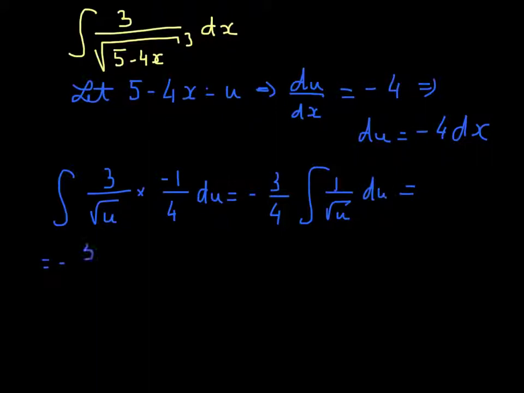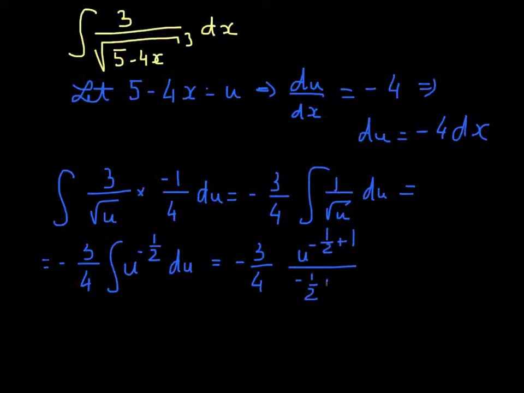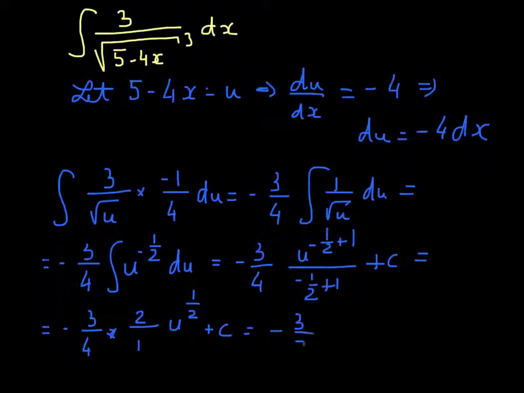So it's minus 3 over 4 integral u to the power of minus 1 over 2 du, which is minus 3 over 4 u to the power of (negative 1 over 2 plus 1) over (negative 1 over 2 plus 1) plus c. So it's negative 3 over 4 times 2 over 1 from the denominator times u to the power of 1 over 2 plus c. And now I cannot leave it in terms of u because I was asked about x. So first of all, the coefficient is minus 3 over 2, and now my u was 5 minus 4x to the power of 1 over 2. I can leave it to the power of 1 over 2, or I can write it square root of 5 minus 4x plus c.